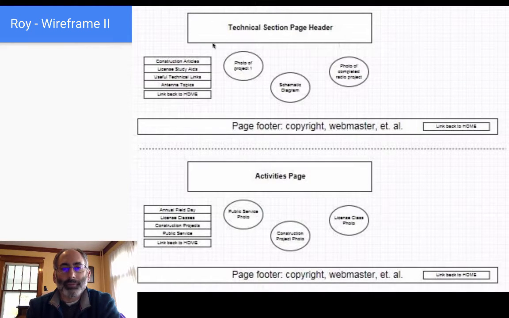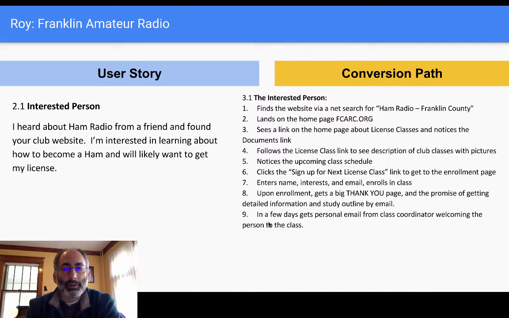The first one is about the technical aspects of ham radio, which is attracting this person. And then once they've done that, they say, now what can a club do for me in terms of sharing and learning about the technical aspects? Very well thought out there. And this is the story about the person who wants licensing.